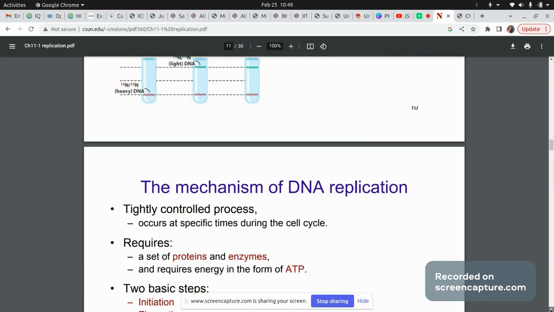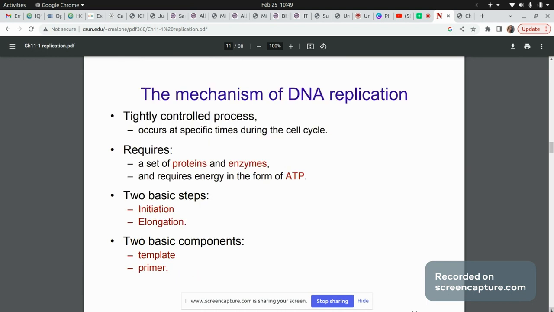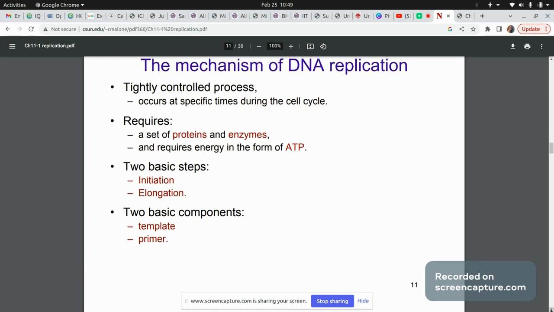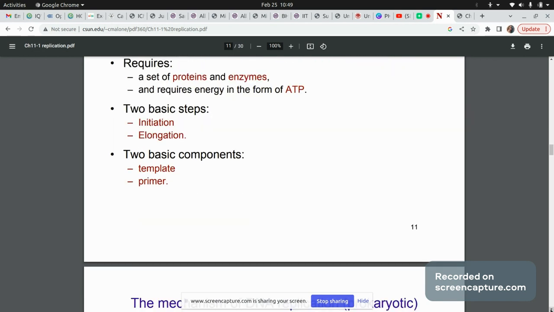The mechanism of DNA replication. It is a tightly controlled process that occurs at a specific time during the cell cycle, requires a set of proteins and enzymes, and requires energy in the form of ATP. Two basic steps: initiation and elongation. Two basic components: template and primer.